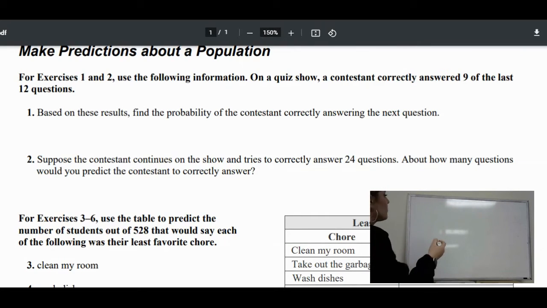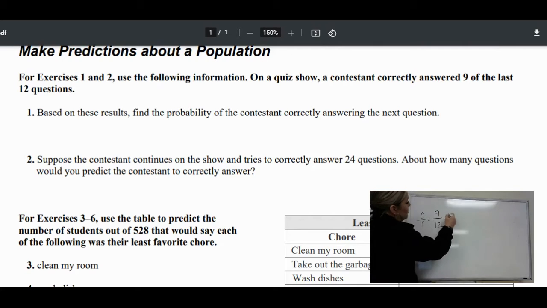Well, first, they answered correct to total questions. They answered 9 out of 12 questions. We want to see what's the probability, what's the percentage, whatever, that they're going to get it right. So we'll do fraction, decimal, and percent. How about that? Okay, so we have 9/12.